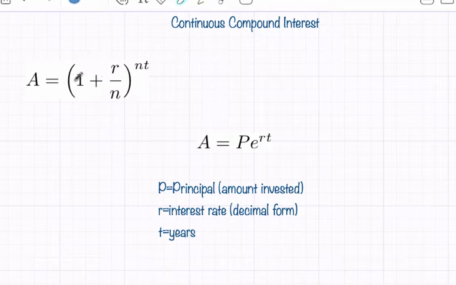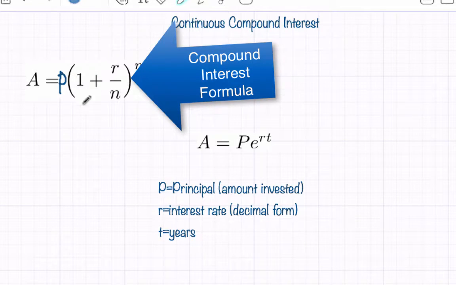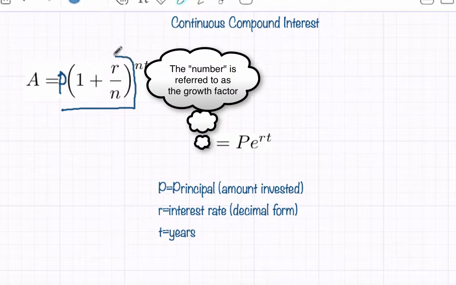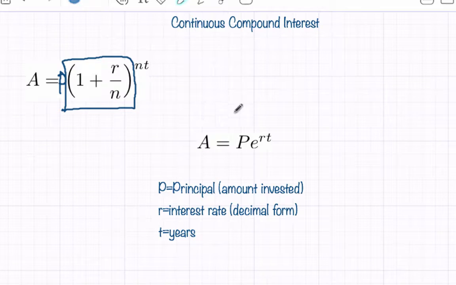What happens if we have our original formula, I forgot our principal here, P times 1 plus r over n to the nt? As you compound more, this number right here in parentheses, that growth factor, when n gets really large, the number of times you're compounding, gets much closer to the value e, and e to the first is approximately 2.71, and we'll just round there.